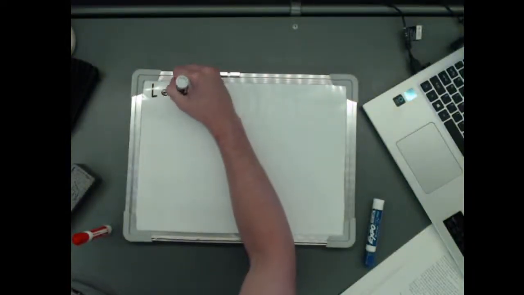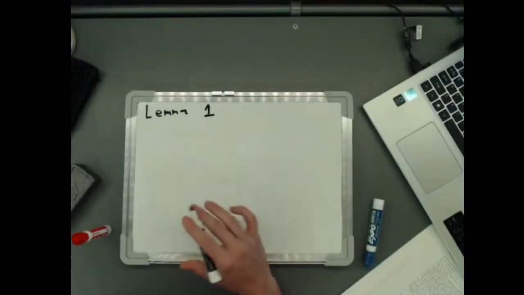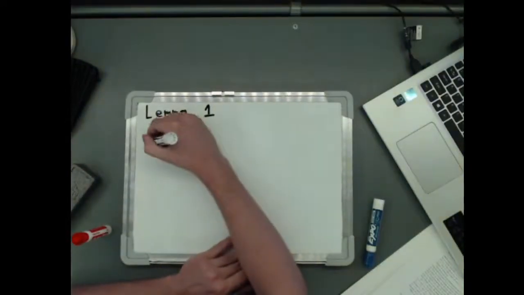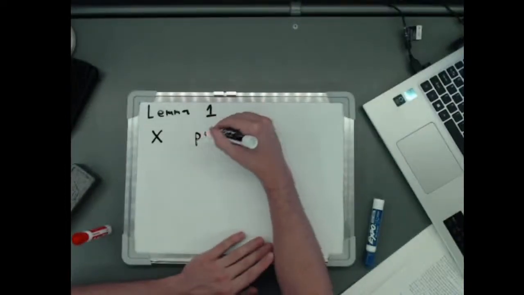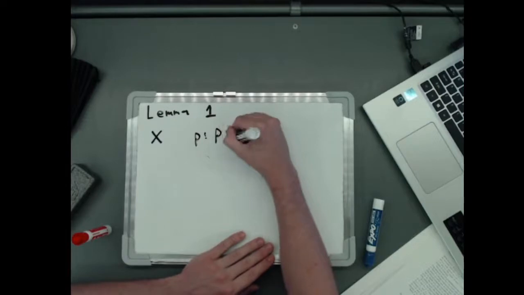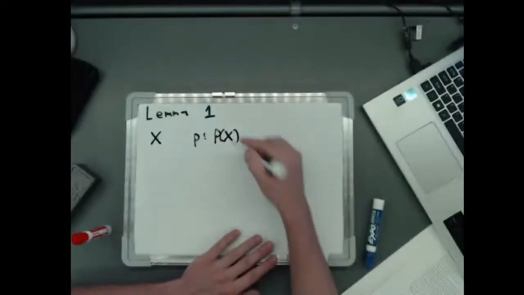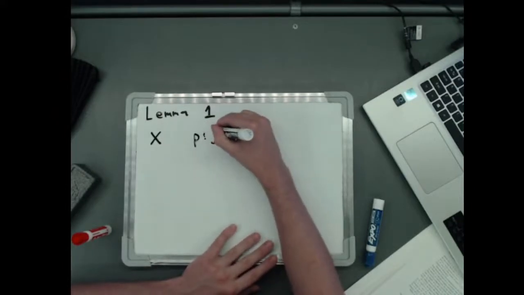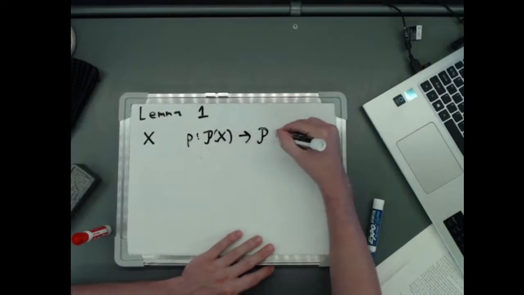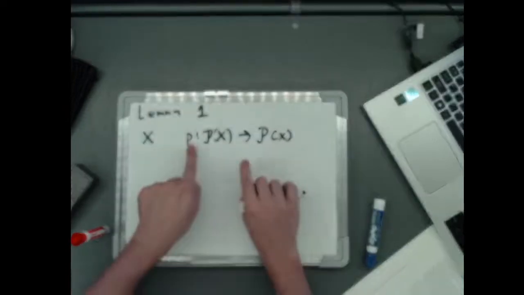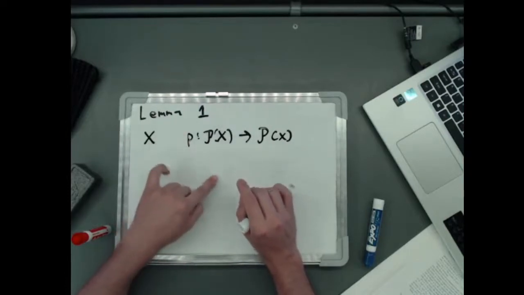Let's start off with lemma 1. This states that if X is a set, define the function P such that P is from the power set of X. Weird notation, I know. Let me try and make it a little clearer. There we go. So P is from the power set of X to the power set of X, on any set X.